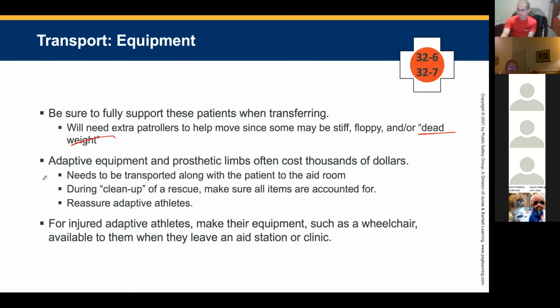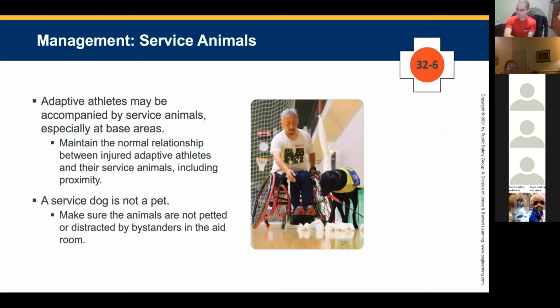All right, I think we've hit the second bullet point pretty hard, how expensive equipment is, so make sure it remains with the patient, and make sure their equipment is available to them when they get to our first aid room or our clinic. We really haven't talked much about service animals. Many adaptive athletes may have service animals in the base area, so we want to maintain the normal relationship between their animals and the athlete. A service dog is not a pet, so we want to make sure the animals are not petted or distracted by bystanders in the aid room.